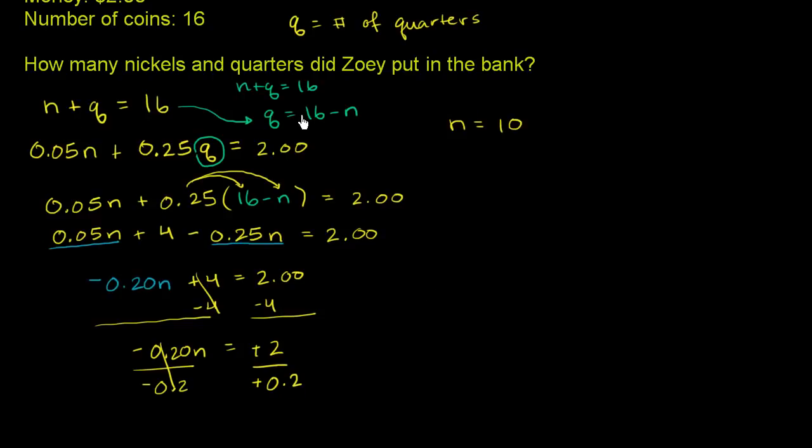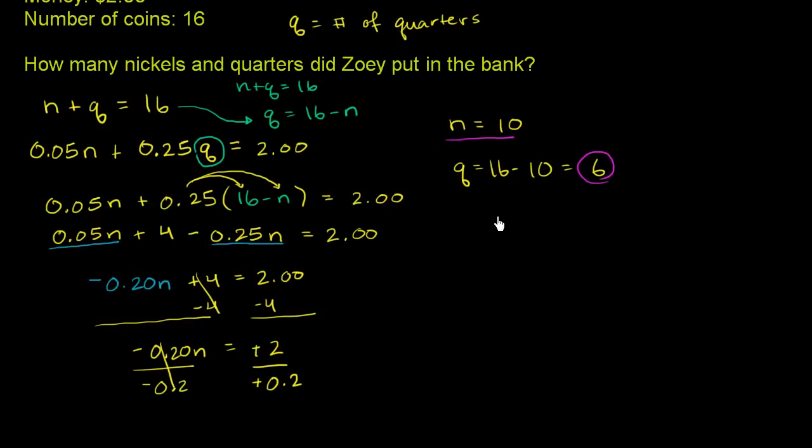And then we know that q is equal to 16 minus n from the first constraint. q is equal to 16 minus n, which is 10, which is going to be 6. So Zoe put in 10 nickels and 6 quarters in the bank.